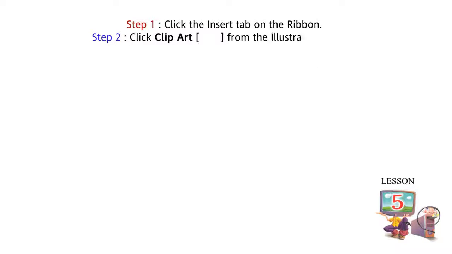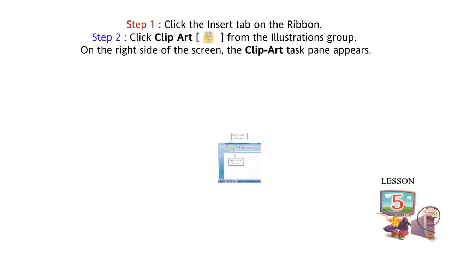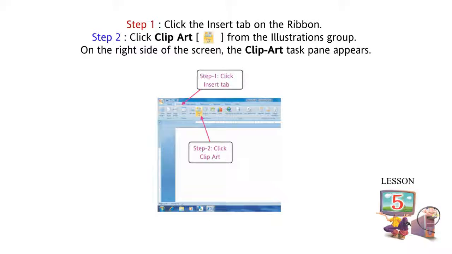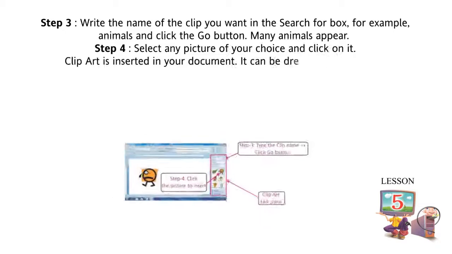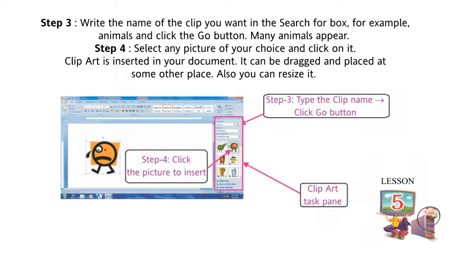Step 1. Click the Insert tab on the ribbon. Step 2. Click Clip Art from the illustration group. On the right side of the screen, the Clip Art task pane appears. Step 3. Write the name of the clip you want in the search for box, for example, animals, and click the Go button. Many animals appear.